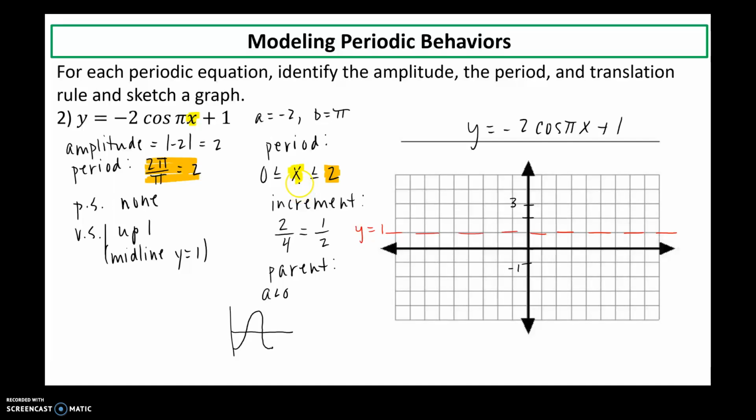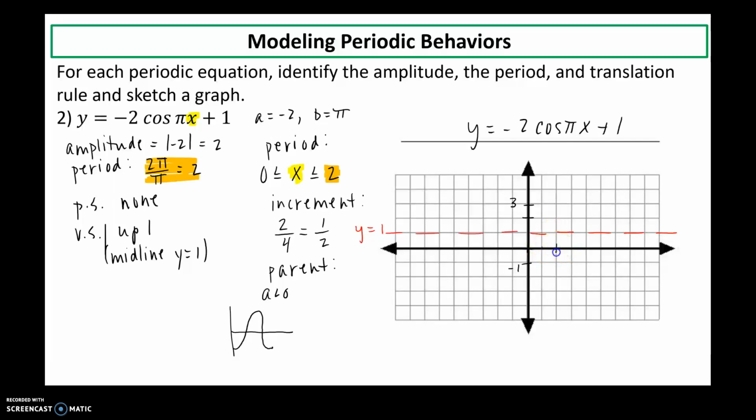Okay, so my period to graph is from 0 to 2. That's what goes along my x-axis, and I'm moving in increments of a half. So there's 0, and 1/2, 1, 1.5, 2. Just to space it out so you can see, I'm going to make each block equal to a quarter.